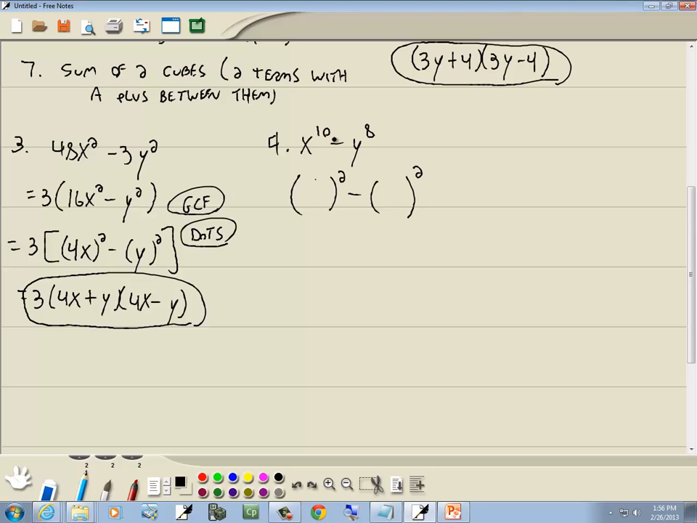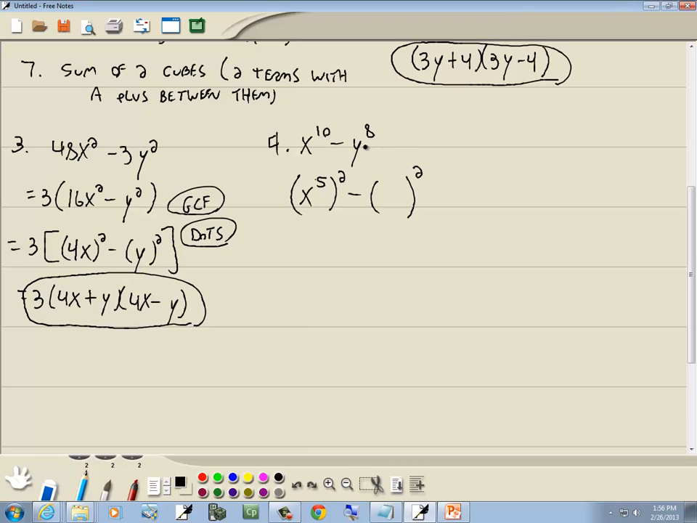We ask ourselves what times itself gives us x to the 10th, and that'd be x to the 5th. Now, thinking of it going the other direction, remember if we take a power, an exponent, and raise it to another exponent, we multiply them together. 5 times 2 gives us 10. So going in reverse, a very easy way to do it is just take the exponent here, 10, divide by 2, and that gives you your 5.